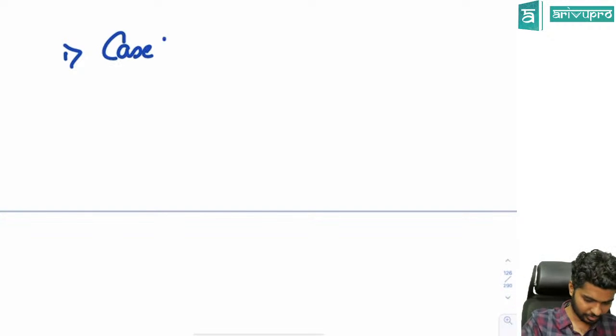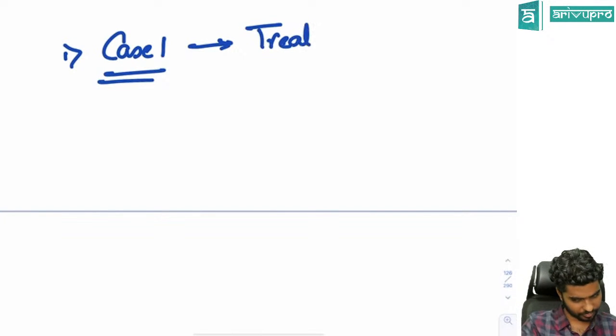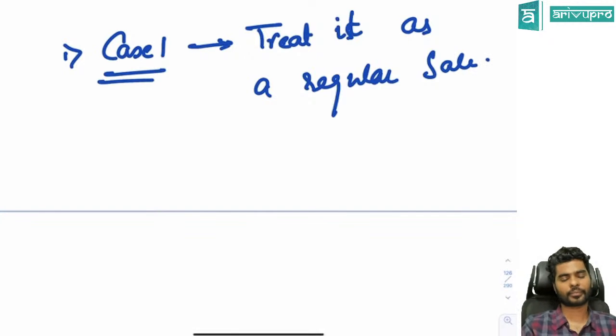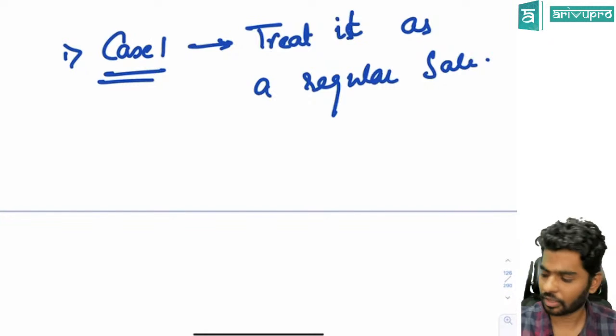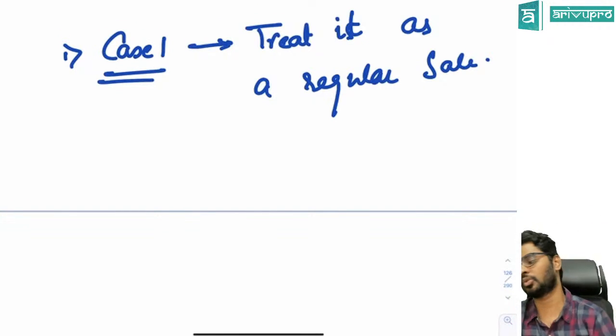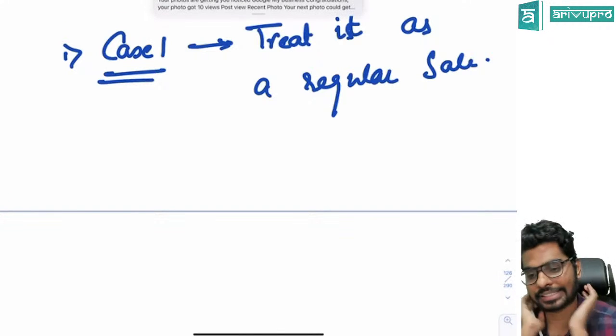Now what does case 1 say? Case 1 says that you have to treat it as a regular sale. Are you clear? What does it mean? That whenever you're sending goods to Mr. B, I will be treating it as my regular sale itself.